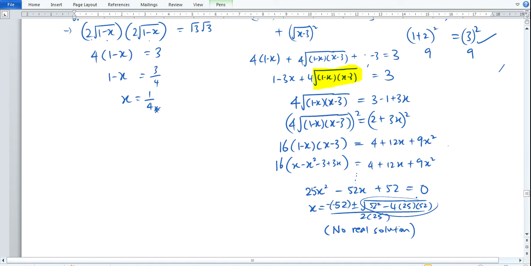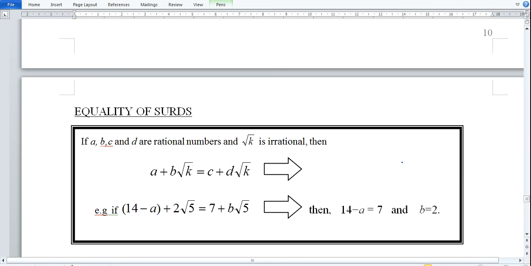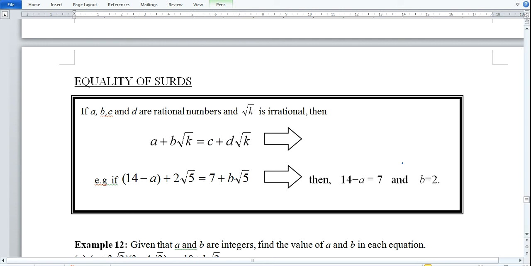So now we have come to the end of this section on solving equations with surd. Now we'll continue to solve equations with surd, but with another technique. So this one will continue next lesson.